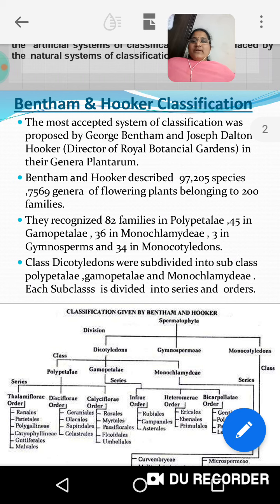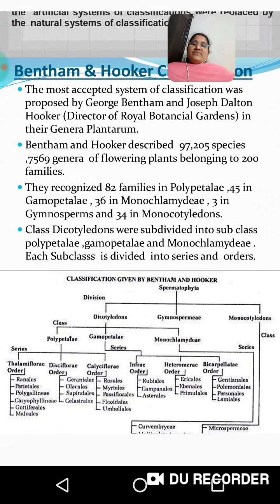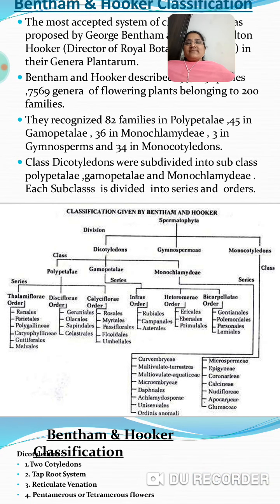Bentham and Hooker described nearly 97,205 species of flowering plants, which belong to 7569 genera, and again belong to nearly 200 families. If you see the numbers, these two scientists recognized 82 families under Polypetalae, 45 families under Gamopetalae, and 36 families under Monochlamydeae, and 3 in Gymnosperms and 34 in Monocotyledons.